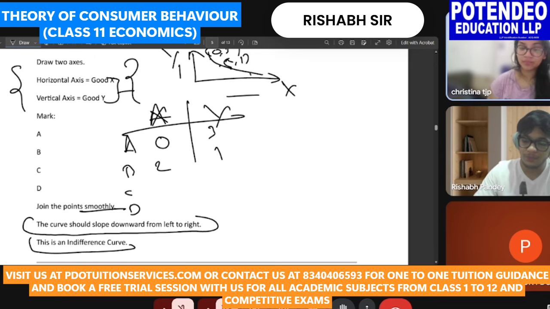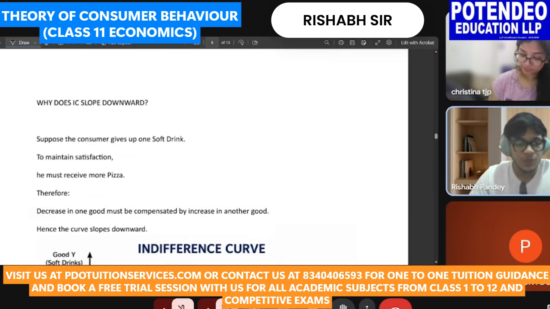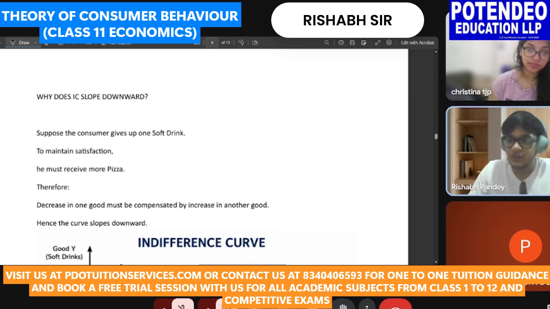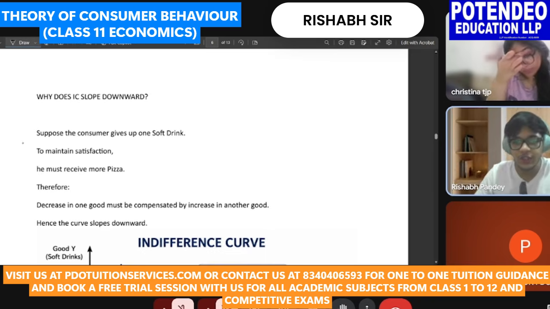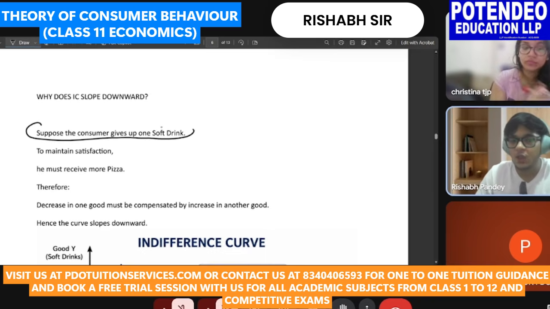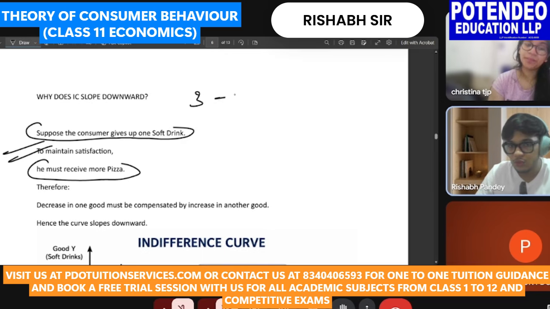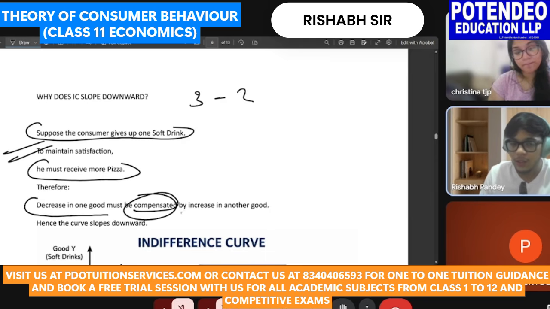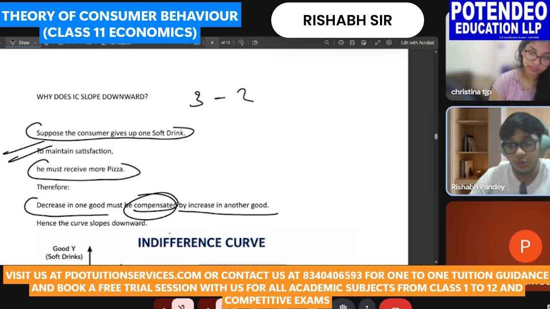Problem? Okay, fantastic. Now, why does the IC slope downward? This is a very big question, right? Suppose the consumer gives up one soft drink to maintain the satisfaction. He must receive more pizza. Therefore, a decrease in one good must be compensated, an important term, by an increase in another good. So, one tube of Colgate and two tubes of Sensodyne, for example, or two tubes of this, one tube of that.